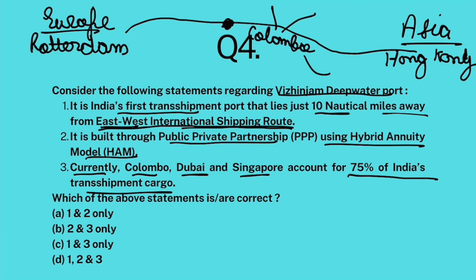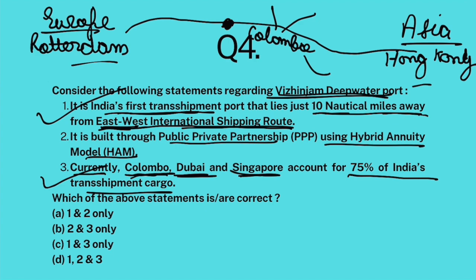Clear? Now, India did not have any transshipment port. That is why India's transshipment cargo used to either come from Colombo, Dubai, or Singapore. These three are transshipment ports. Okay, so third statement is correct. But now India has created its own transshipment port at Vizhinjam in Kerala. So it is India's first transshipment port and it is just 10 nautical miles away from the east-west international shipping route, this Rotterdam to Hong Kong route, one of the busiest routes.